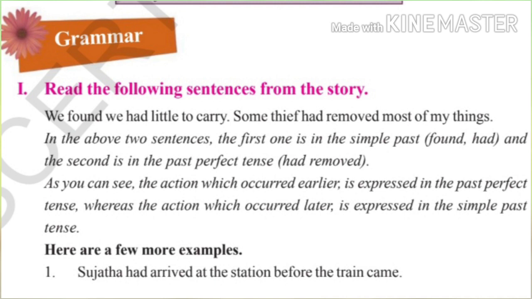Here are a few more examples. One: Sujata had arrived at the station before the train came. Here, Sujata's arrival at the station is the earlier action, and the train's arrival is the later action. So the earlier action is in past perfect tense and the later action is in simple past. So we should be cautious while identifying the time of the action.